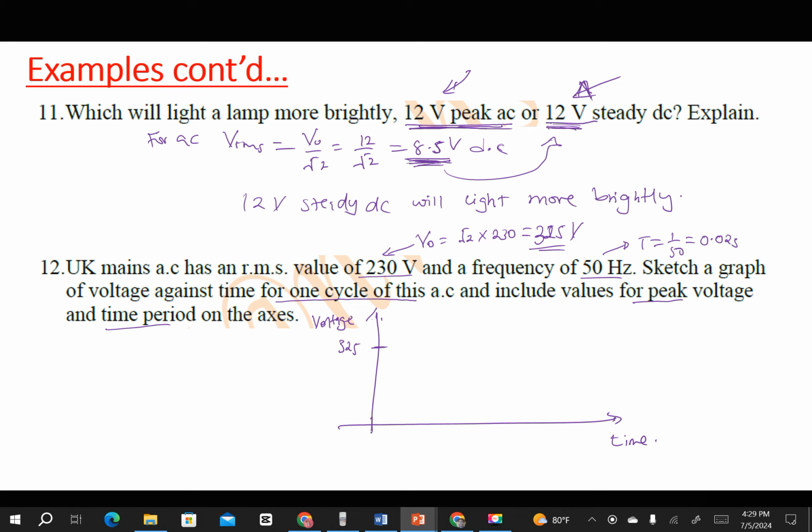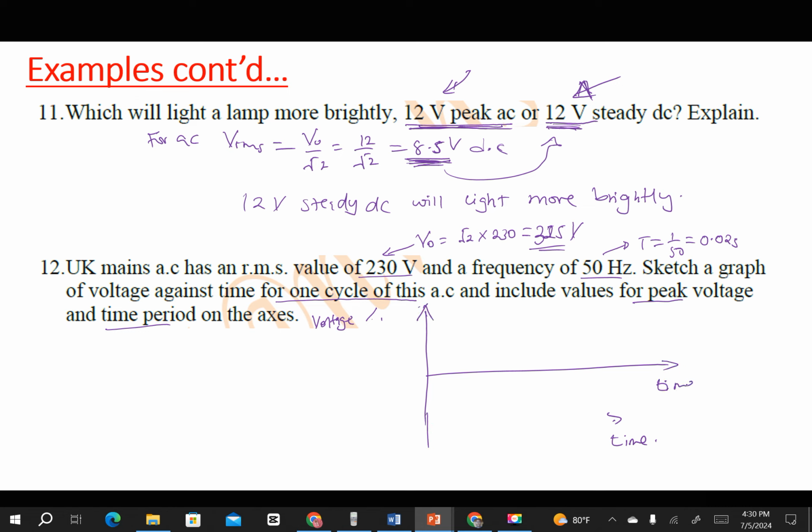Oh, sorry, this is alternating, so I have to add a negative part here. The peak should go up to 325 upwards and negative 325 downwards, because that is the peak, and this is alternating voltage. So this is a graph of voltage against time.